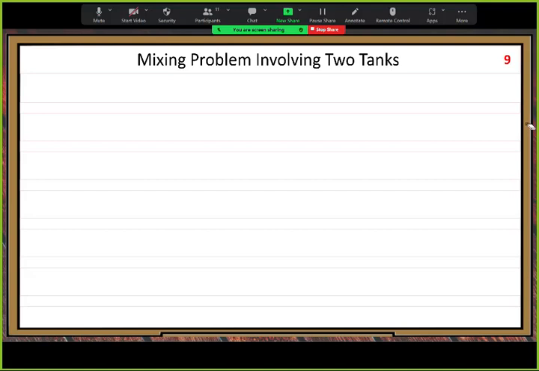Oh, it's that arrow. How to remove it? I don't know how to remove it.